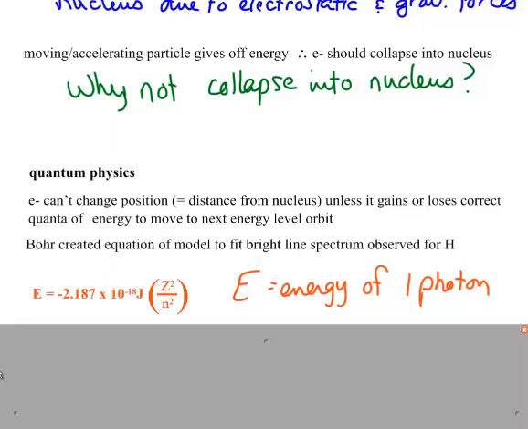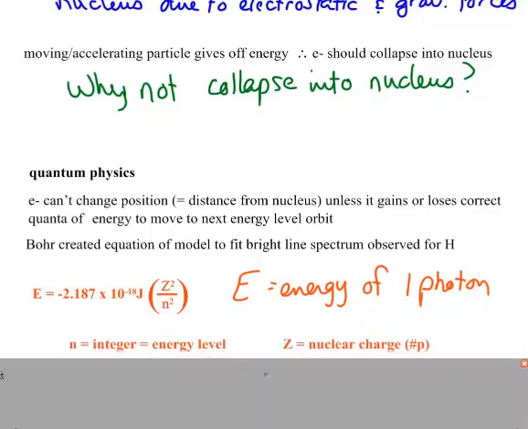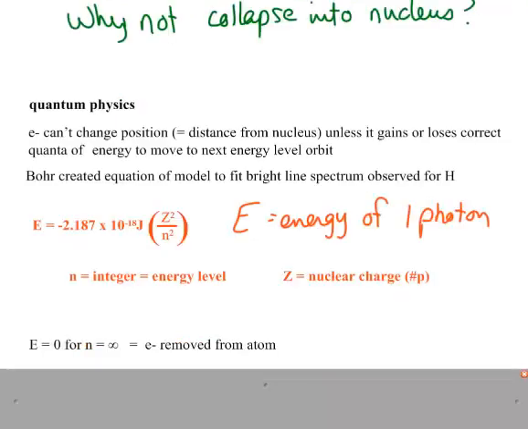In the equation we've got Z and we have n. n is an integer, it's the energy level. When we get to quantum numbers, it's the principal quantum number. Z is the nuclear charge, which is the number of protons. When I completely remove an electron from the atom, so I turn it into a positive ion, the energy for that electron is 0 because n is infinity. The electron is infinitely far away from the nucleus.